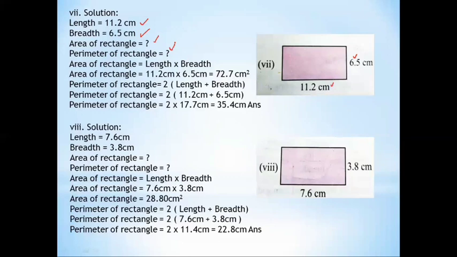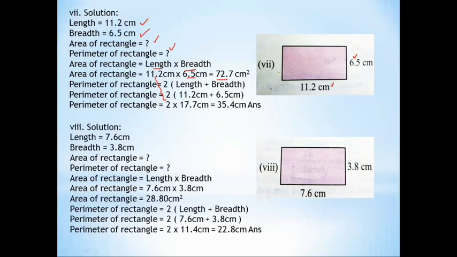Dear students, area of rectangle is equal to length multiplied by breadth. Now you can see I will write here the value of length, that is 11.2. Value of breadth, that is 6.5. After multiplication, we will get 72.8 square centimeter.